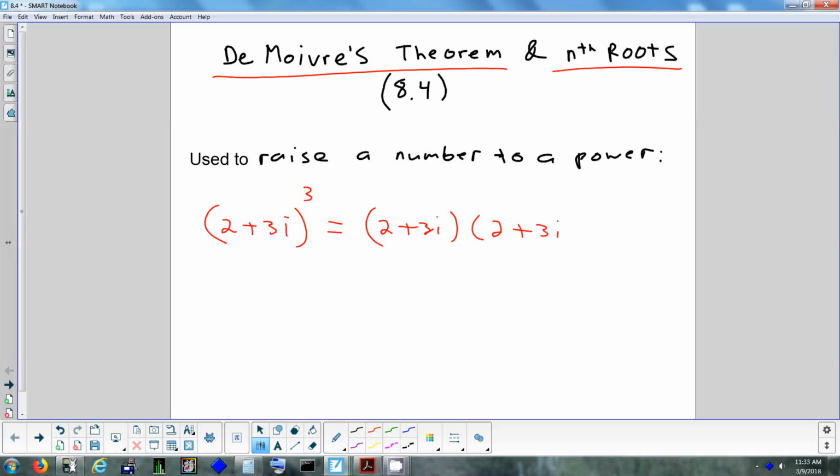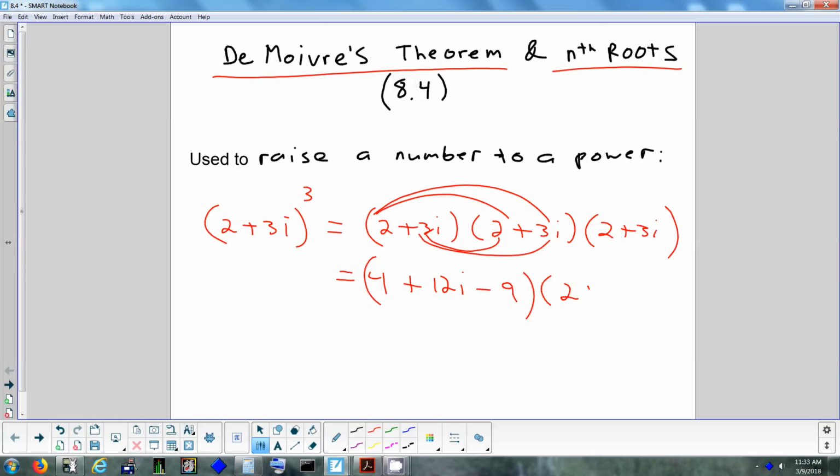I have to write it out 3 times. And now I have to FOIL everything. Foiling is not that bad. I can do it pretty quick, but I get 2 times 2 is 4. 2 times 3 is 6i. 2 times 3 again is another 6i. And 3i times 3i is 9i squared. But what is i squared? -1. It's -1. Okay. And I got some like terms. 4 minus 9 gives me how much? -5. -5.